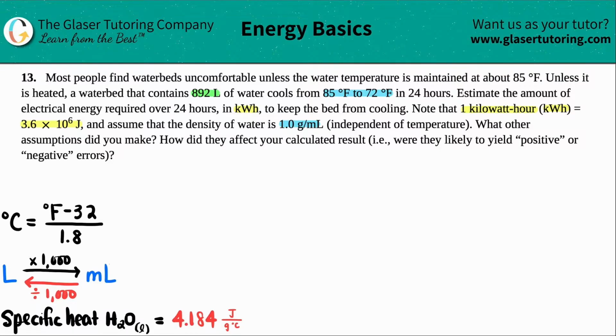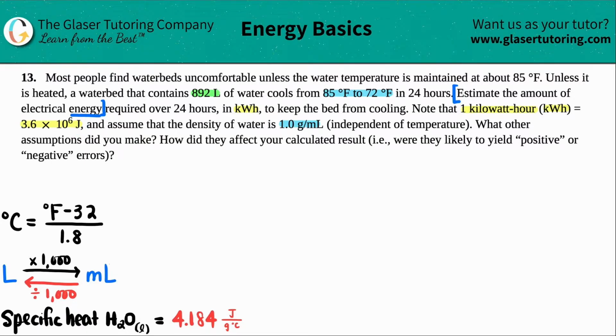Okay, cool. So basically, the most important part of this whole question is what the question's actually asking for, right? They're saying estimate the amount of electrical energy required over the 24 hours in kilowatt hours. So we're still trying to find a source of energy, right? Now, they gave us an amount, in this case a volume of water, and they gave us two temperatures. So I need to cool that water from 85 degrees Fahrenheit to 72 degrees Fahrenheit. And they're just looking for the energy, specifically in kWh, but they gave us a conversion that links kilowatt hours into joules.